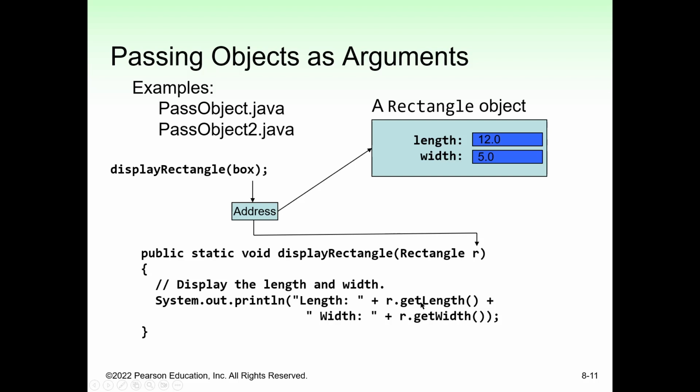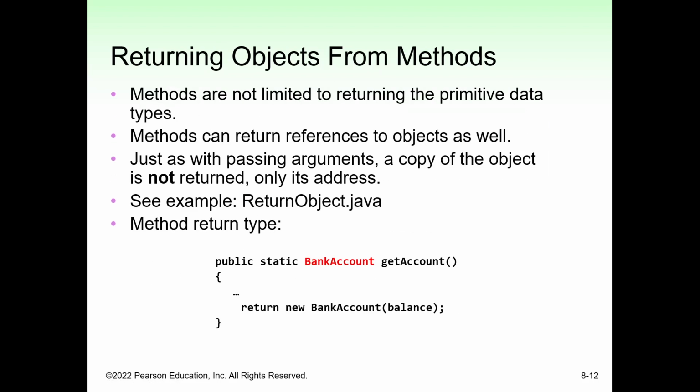In this case, using our getters, we are able to access the methods of this object, which are get length and get width, and we are just printing those values out. Now, we can also return objects from methods. The same way as we can pass objects, we can also return those objects.